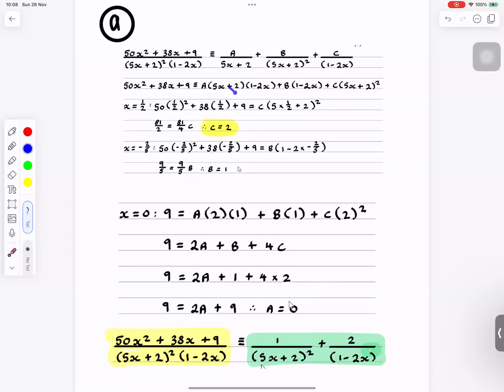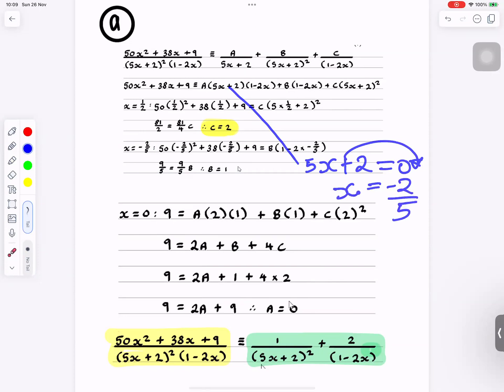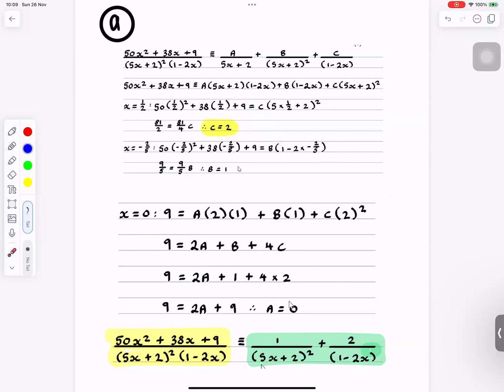And then we now substitute minus 2 over 5. How did we get minus 2 over 5? We can use 5x plus 2 equal to 0. Take 2 to the other side, it becomes minus 2 divided by 5 is equal to x. So that would make this one to be 0. So substitute minus 2 over 5, and we'll get b to be equal to 1.